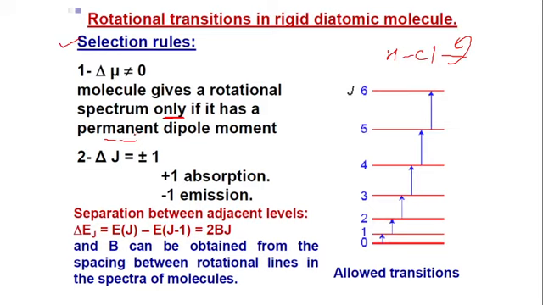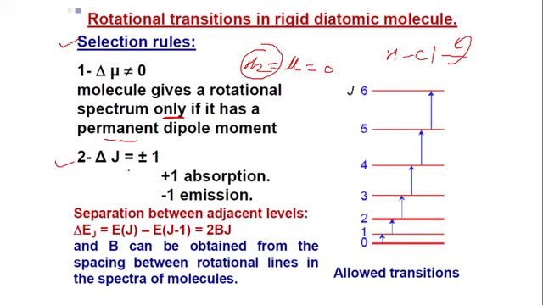That means if any molecule has a permanent dipole moment, then only they show the rotational spectrum, then only they show some transition. If we take another example, that is H2, this H2 has a dipole moment of 0. That means this molecule does not show the rotational transition. This is rotationally inactive, also called a microwave inactive molecule. That's why the first selection rule is delta mu is not equal to 0. It must have some value, a permanent dipole moment.